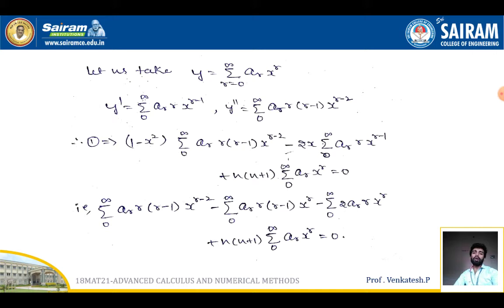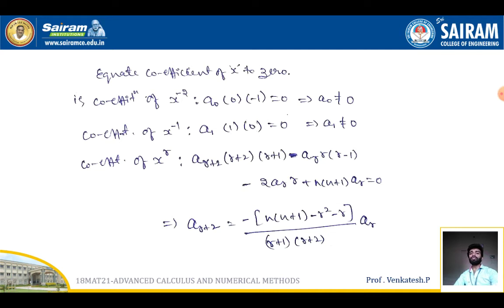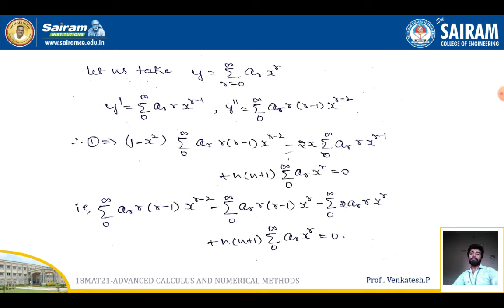So I am going to group all the terms. I am taking the common factor x power r, taking ar summation x power r outside. Grouping the remaining terms, I will get the equation like this. After grouping the terms, I am going to equate the coefficients of x to 0 first. In the previous equation, if I equate the coefficient of x power minus 2 to 0, I will get only the x power minus 2 coefficient.